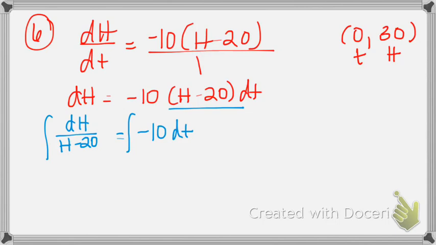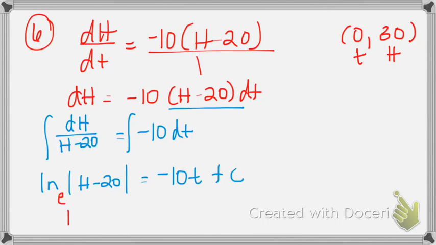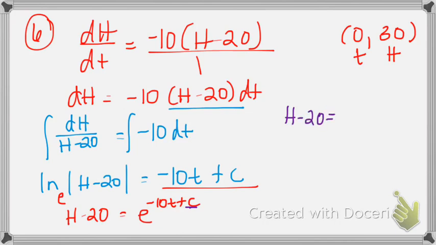So I know the antiderivative of that is just ln of h minus 20. And then the antiderivative of negative 10 dt is negative 10t, and then don't forget your c. Alright, we want to rewrite it. Understood e there, so we have h minus 20 equals e to that power. Don't forget, c is in that power, so that really means that I'm going to have h minus 20 equals b e to the negative 10t. Add your 20.